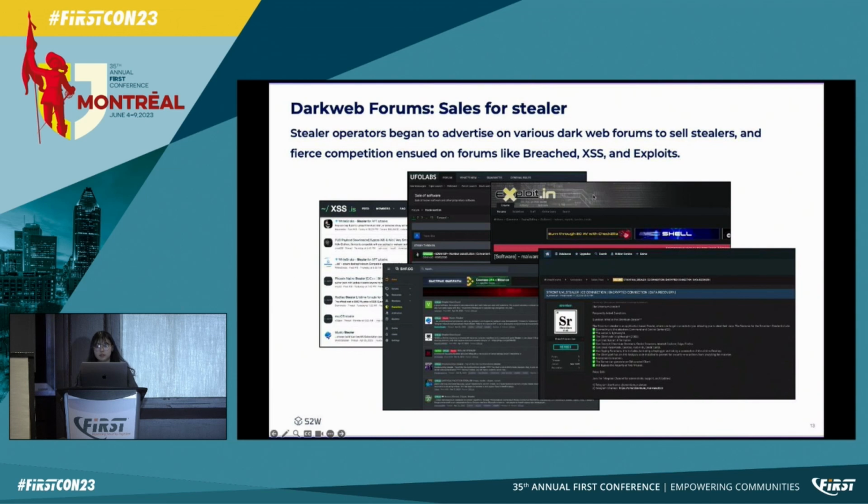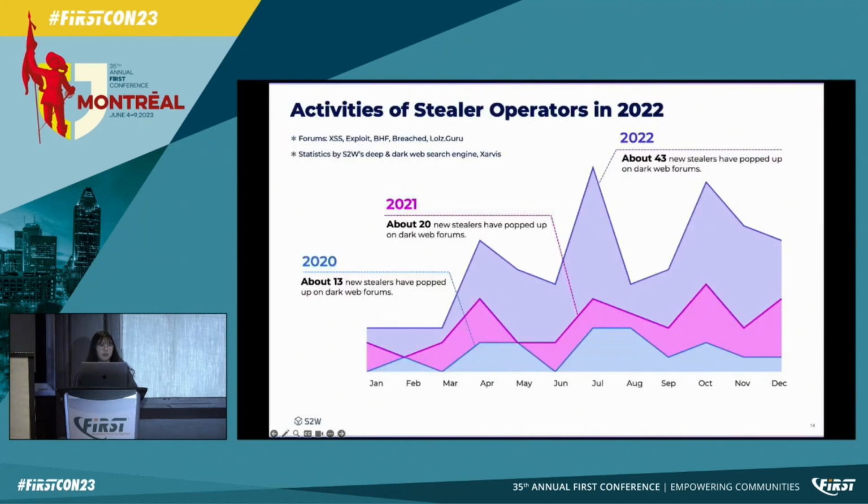With so many stealers appearing, stealer operators began advertising on various dark web forums, and fierce competition among them ensued on forums like BreachForums, XSS, Exploit, and Lolz Group, and there are so many other forums. We looked at 5 of the most active forums to see how many stealers were promoted in the last 3 years. As you can see, the number of stealer operators with outreach on the forums has steadily increased since 2020. Notably, 2022 is the highest in the last 3 years, doubled from 2021.